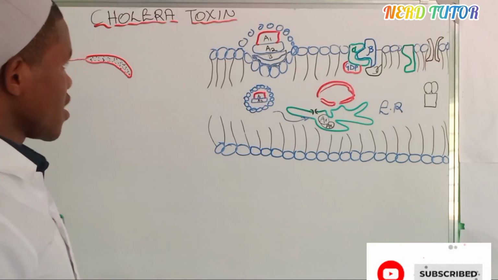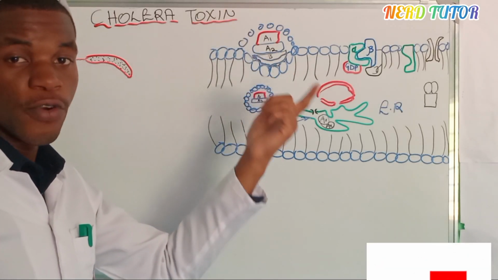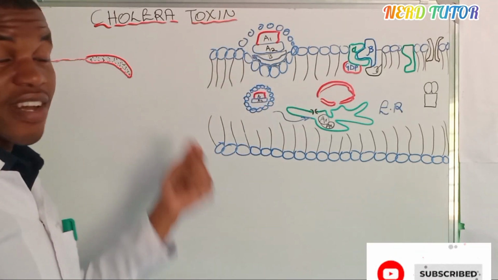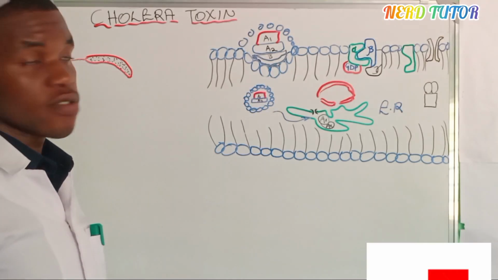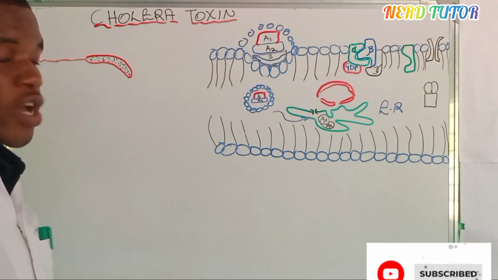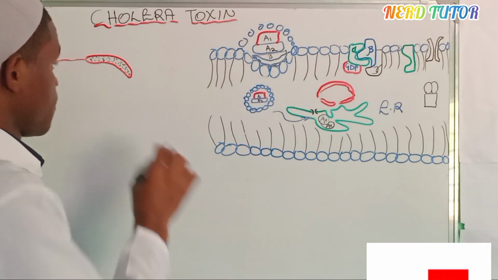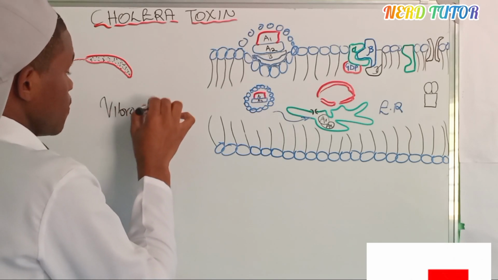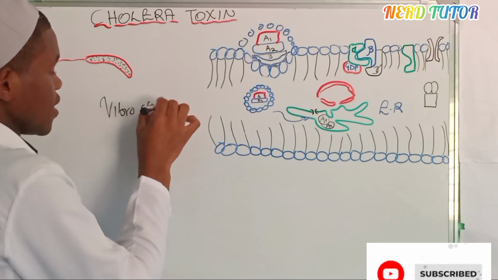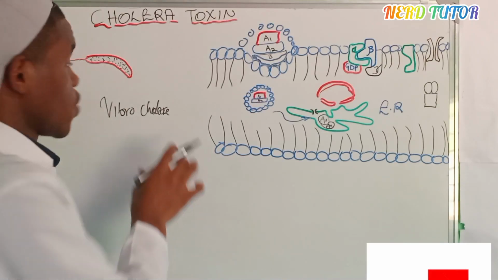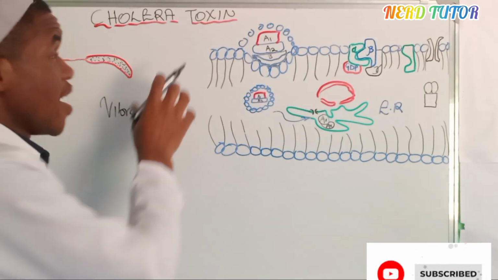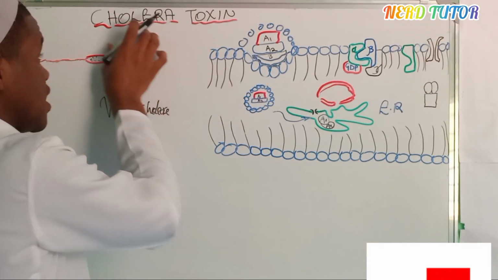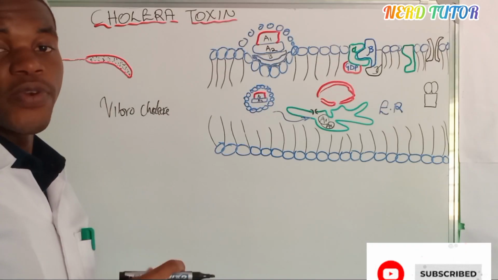Now this toxin gets to be secreted from a virus. Cholera, as we know, is caused by a virus. The name of the virus, we call it Vibrio cholera. That is the name of the virus that causes what? Cholera. This disease, cholera, is very deadly.